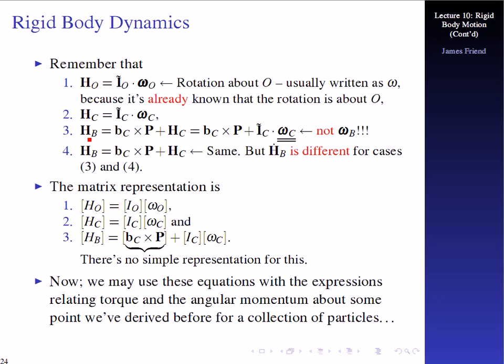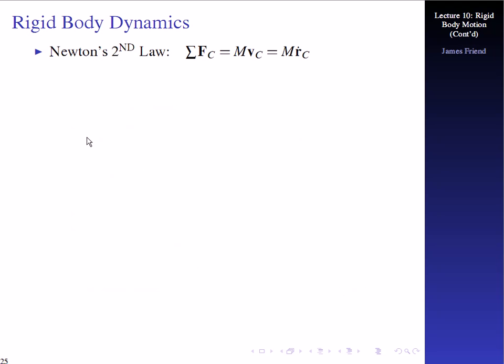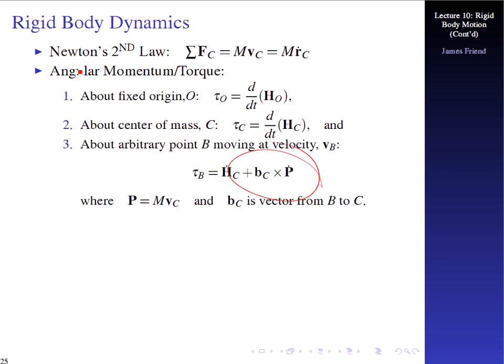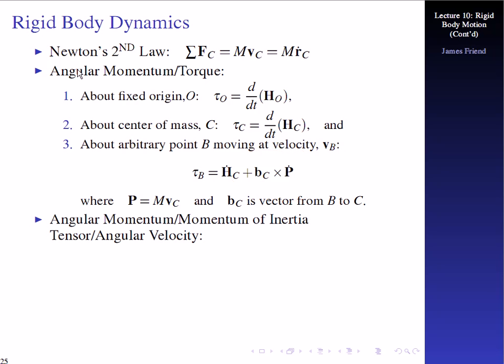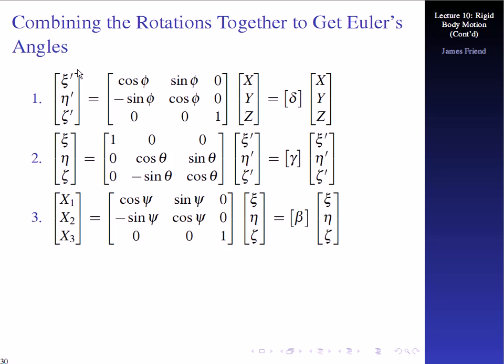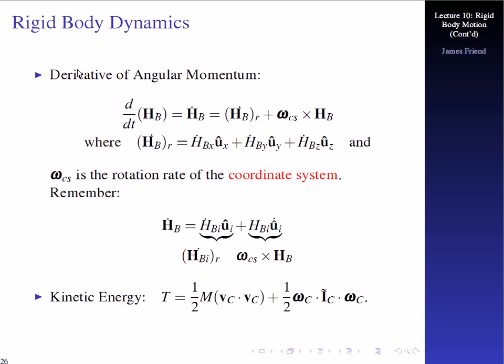Okay, so you can use these equations with the expressions relating torque and angular momentum about some point we've derived before for a collection of particles. We have Newton's second law, angular momentum and torque, right, as we've shown here in all of these cases. Notice that this is about an arbitrary point B moving at velocity V sub B. Okay. And we can write out what our angular momentum, moment of inertia tensor, and angular velocity relationships are in matrix form. Okay. The derivative of angular momentum, well, it's related back to what we were talking about earlier today. We have also our kinetic energy that we can talk about, all right, as shown here.